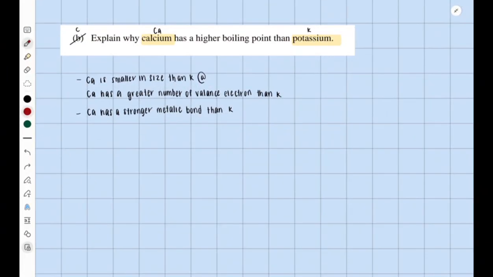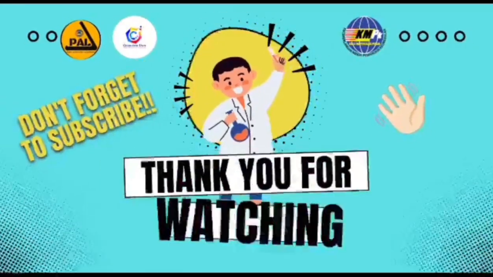3c. Explain why calcium has a higher boiling point than potassium. You can write that Ca is smaller in size than K, or Ca has a greater number of valence electrons than K. So Ca has a stronger metallic bond. Writing either of these, you will get 1 mark. Then you write Ca has a stronger metallic bond than K, and you will get 1 mark. Just that.